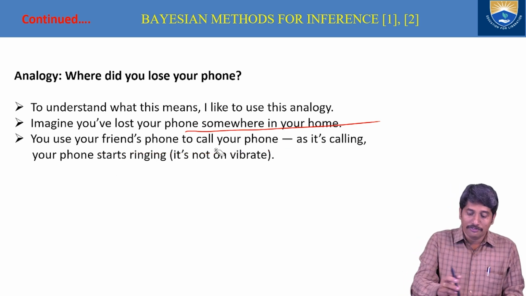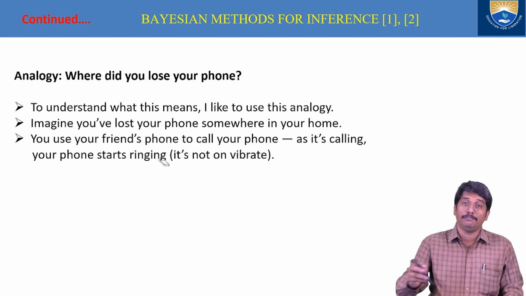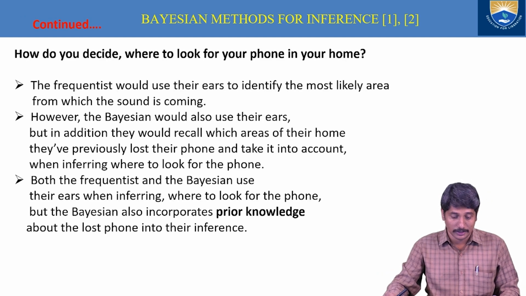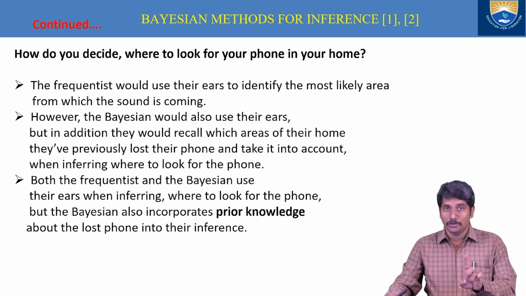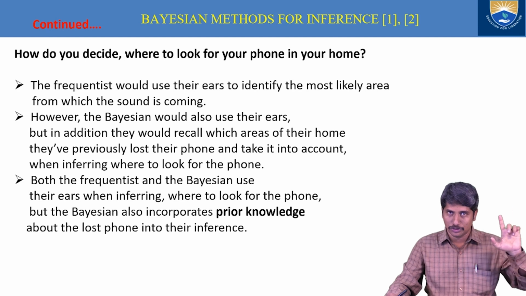Now, how does frequentism differ from Bayesianism? Let us try to understand this example. How do you decide where to look for your phone in your home? How do you decide where the phone is located in the room?